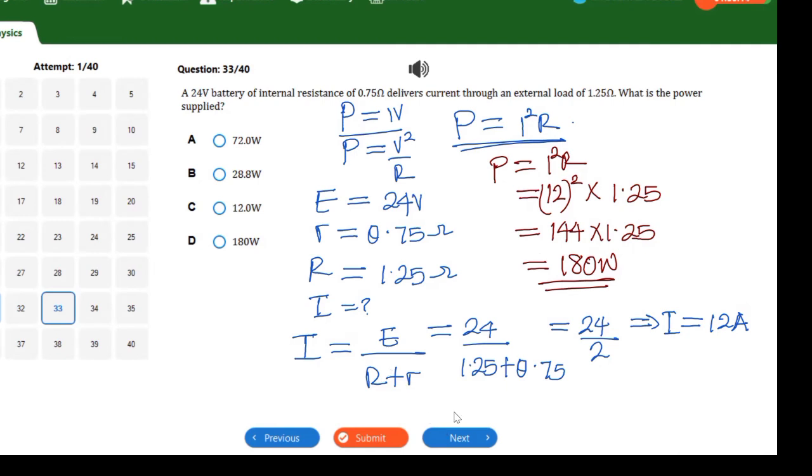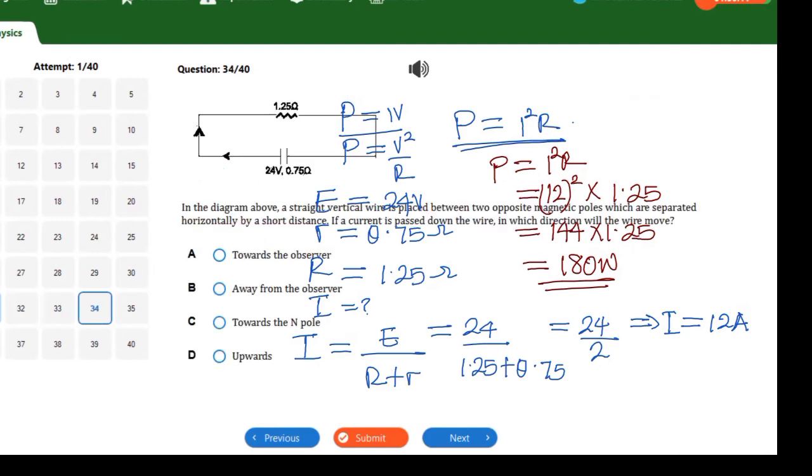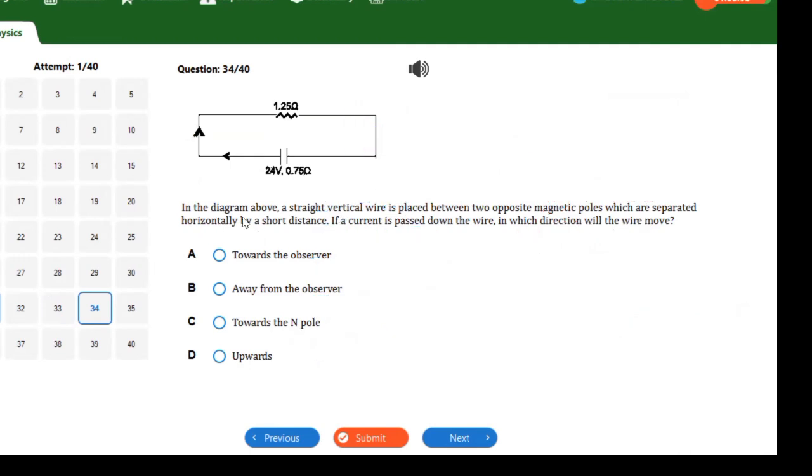So moving to question 34. Question 34 says, in the diagram above, a straight vertical wire is placed between two opposite magnetic poles which are separated horizontally by a short distance. If current is passed down the wire, in which direction will the wire move? So you are going to use what is known as Fleming's left-hand rule. We have north, then we have what? We have south. These are the poles.